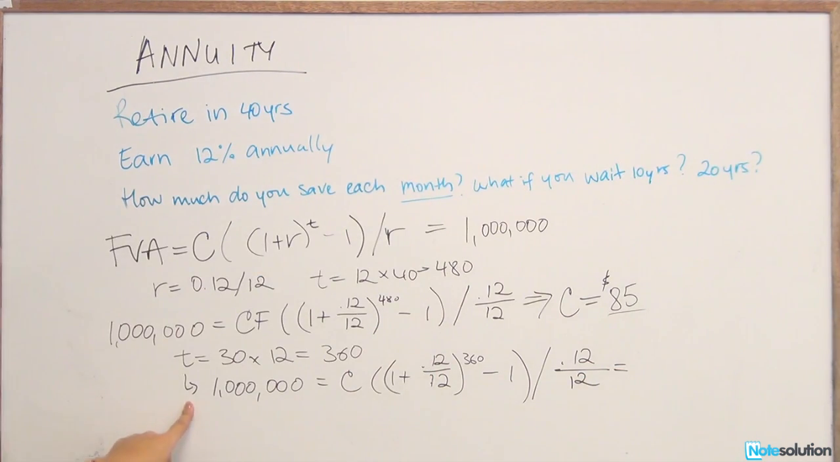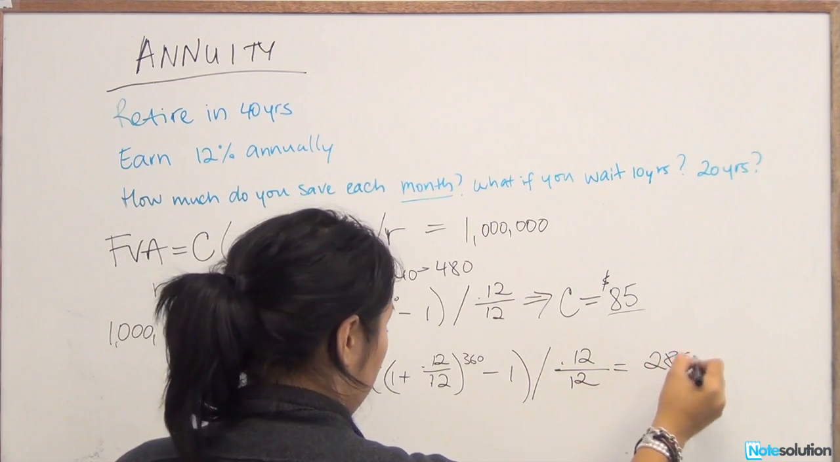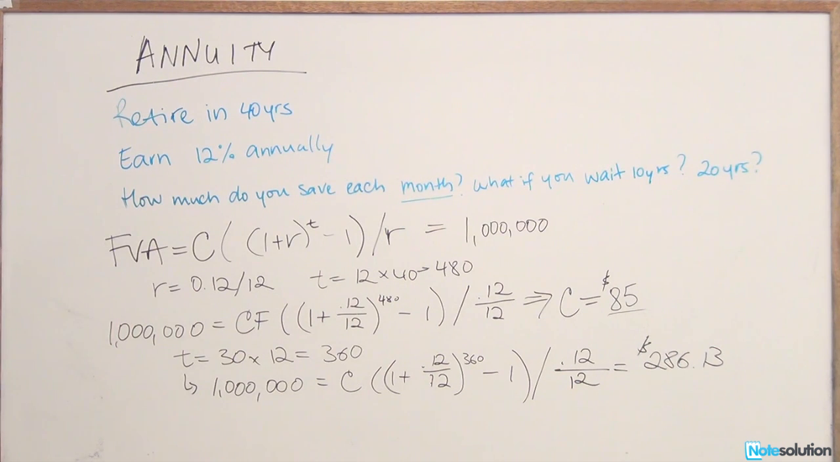And once you solve this question, you get a value of $286.13. So if you wanted to be a millionaire, but you wanted to wait 10 years until you started investing into your 12% investment, you would have to save $286 each month to get to $1 million in 30 years.